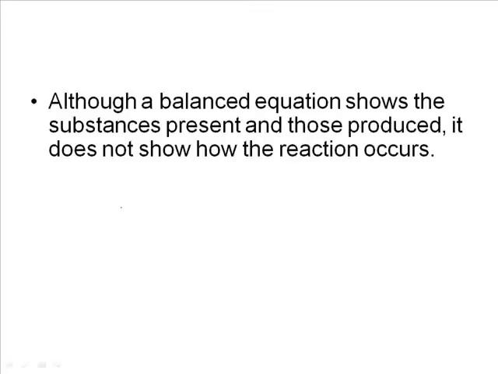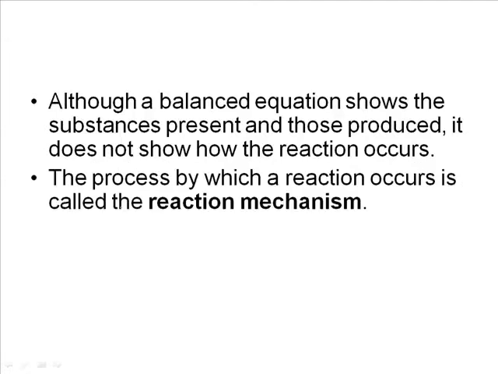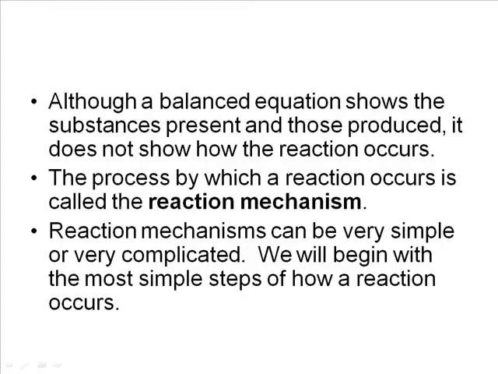So a lot of times in a chemical reaction, we can see the reactants, we can see the products, but we don't necessarily know how the reaction occurs. What that means is that in a chemical reaction, you've got your reactants and your products, but there are many, many small steps that occur during the reaction before we actually get to the final product. So what you can do is write what's called a reaction mechanism for that reaction that shows each step of the reaction as it proceeds.